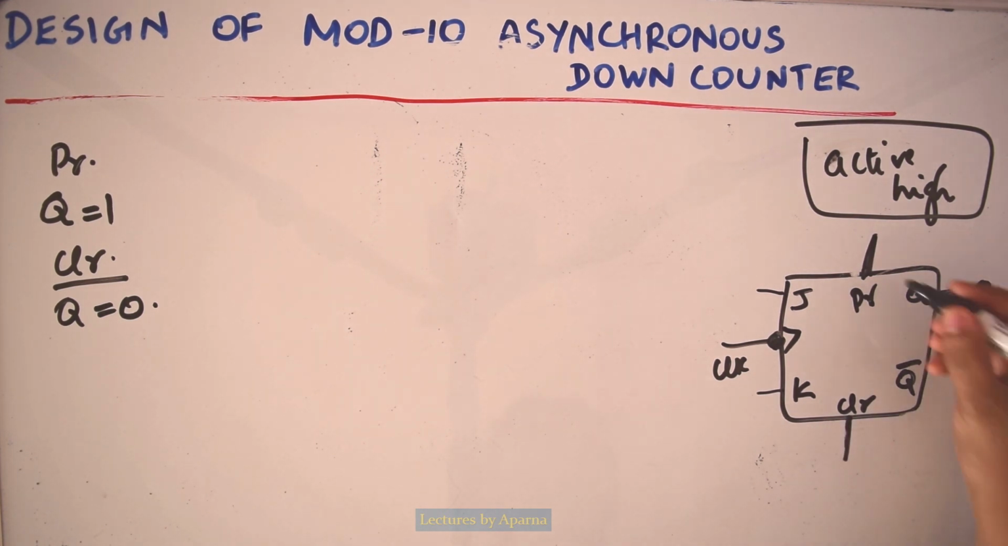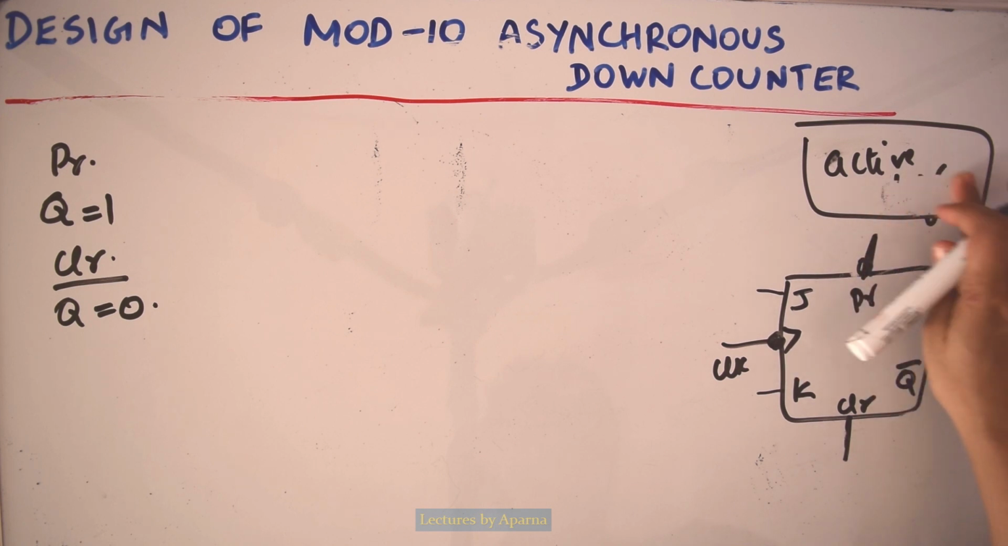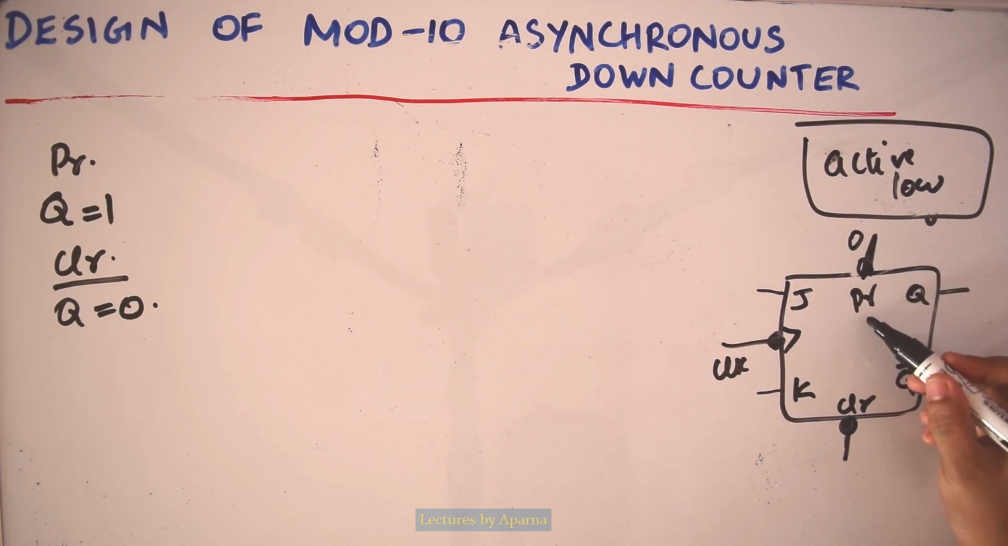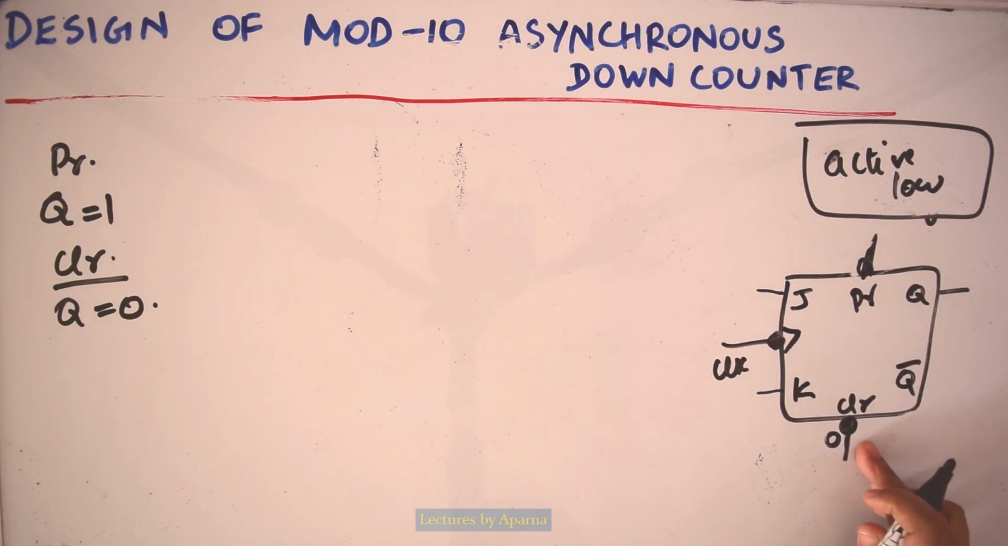Now what will happen if it is active low? If this flip-flop is active low, then there will be bubble here. And when a 0 comes here, what will the preset do? Preset will do its function, which is making Q equal to 1. And if a 0 comes at the clear input, then this clear will do its function, that is making Q equal to 0. So this is what the preset and clear is doing.